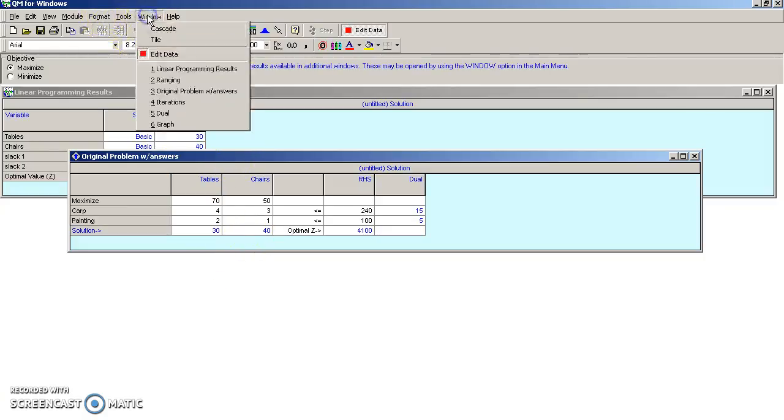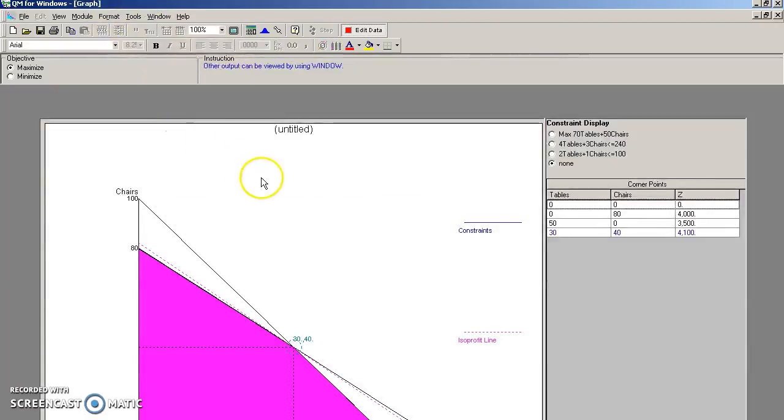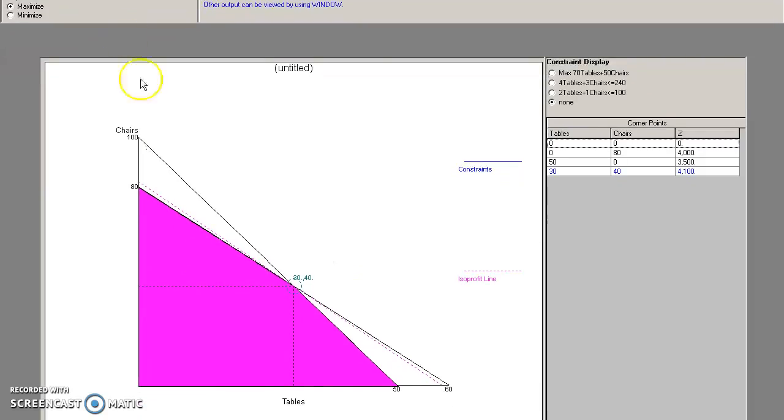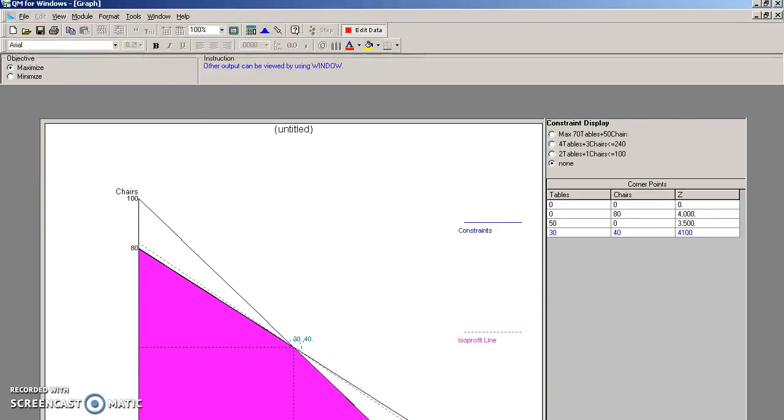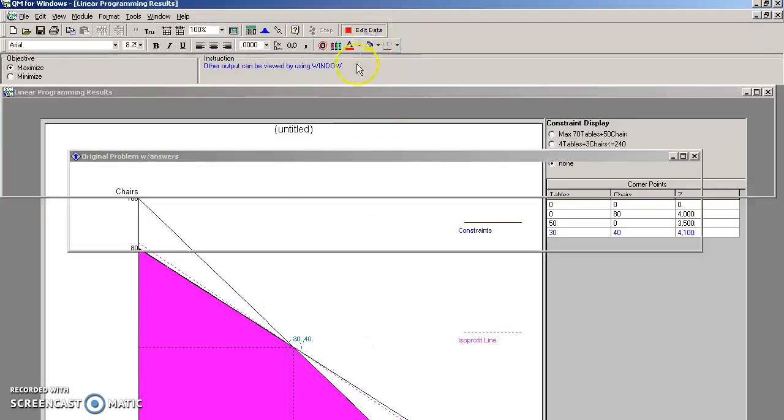The other thing we want to take just a real quick look at is the graph, and you can see it right here. Let me pull that down a little bit. But you can see our graph here with our tables. If we make no chairs at all, we can make as many as 50 tables. If we make no tables at all, we can make as many as 80 chairs. And of course, our objective function, our most optimal production spot is 30 tables and 40 chairs for a total profit of, you can see it right there, $4,100.